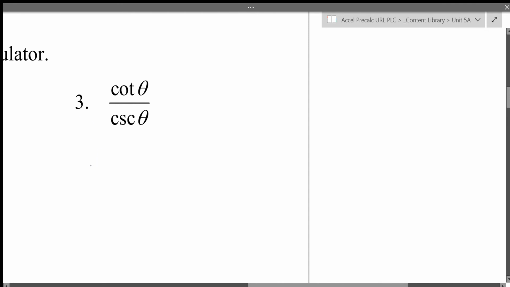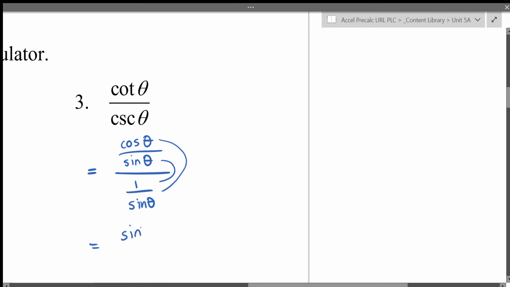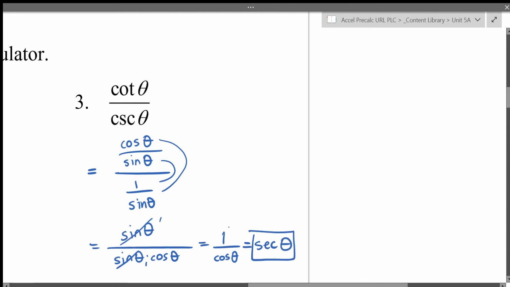Next up, cotan theta is cosine theta over sine theta. Cosecant theta is 1 over sine theta. Keep, change, flip, or multiply with the reciprocal. That means that sine theta times 1 is sine theta. And cosine theta and sine theta multiply here. Cosine theta. So the sine thetas cancel out. We're left with 1 over cosine theta. Now, again, we're trying to not use fractions here, so this could be expressed as secant theta.